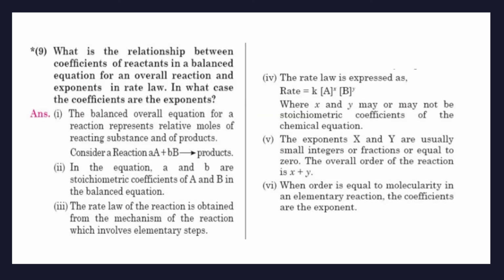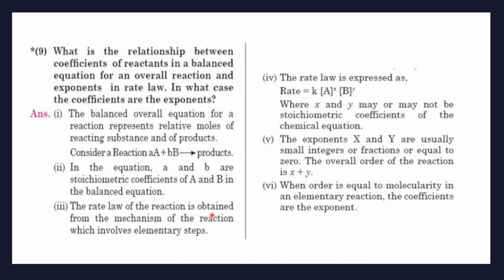Third question. What is the relationship between the coefficients of reactants in a balanced equation for an overall reaction and the exponents in the rate law? In what case are the coefficients the exponents? Answer. The balanced overall equation for a reaction represents the relative moles of reacting substances and products. Consider the reaction a moles of A plus b moles of B gives products. In the equation, a and b are the stoichiometric coefficients of A and B in the balanced equation.